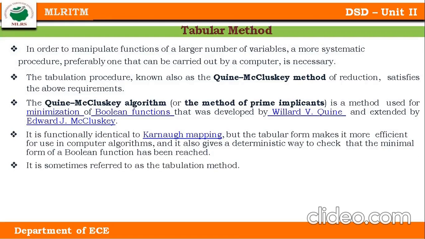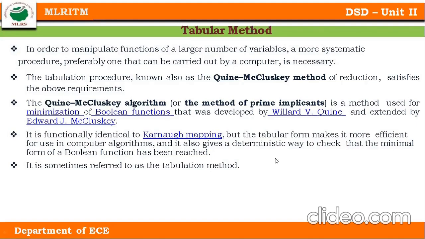As I said, it is functionally identical to the K-map, but the tabular form makes it efficient to use in computer algorithms and gives a deterministic way to check the minimal function. It is very similar to the K-map, but in the K-map we use a map of 16 squares for 4 variables and 8 squares for 3 variables, so that we map and group. It is a similar manner, but it is done using a tabular method.